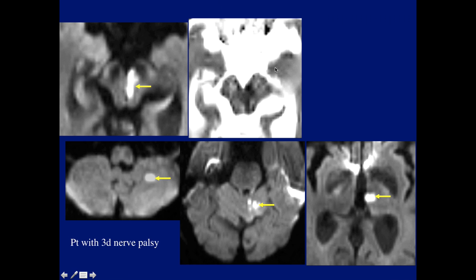Here's a much larger stroke, again in a patient with a third nerve palsy, and we can see again that this is involving the area of the nucleus as well as the course of the fibers anteriorly towards the interpeduncular fossa. Again, a patient who showered emboli.